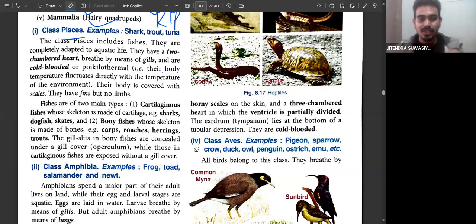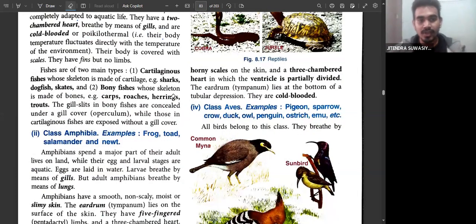What are limbs? Limbs are something that we have, hands, we have fingers. They don't have fingers or anything like that. That is called limbs. So fishes are of two main types: cartilaginous fishes, whose skeleton is made of cartilage, such as sharks, dogfish, and skates, and bony fishes, whose skeleton is made up of bones.